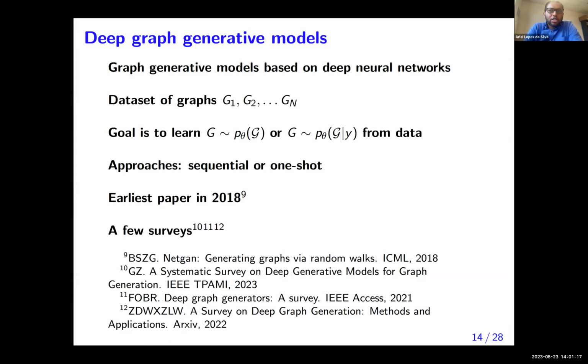There are multiple approaches for generating graph data using this kind of model, but they can be divided into two types. One is what we call a sequential model, and the other is what we call a one-shot model. This area really started around 2018. That was the first paper using modern deep learning to generate graph data. Now there are multiple surveys on this topic, so I have some references here if you're interested to learn more.